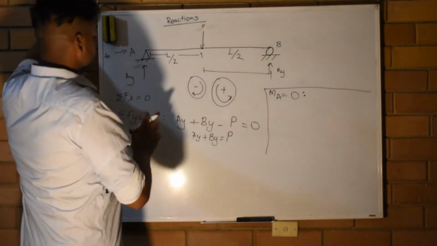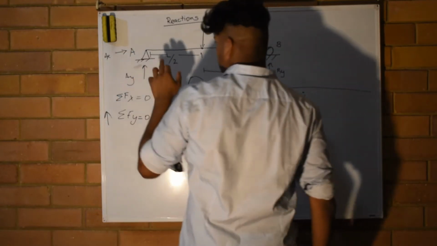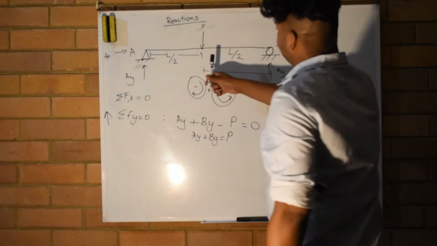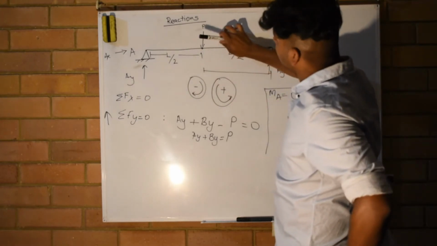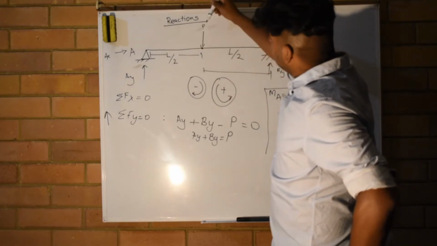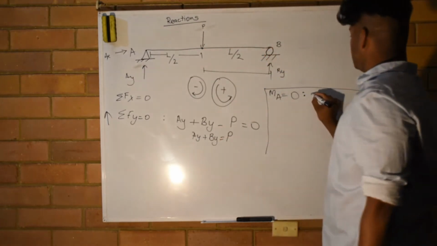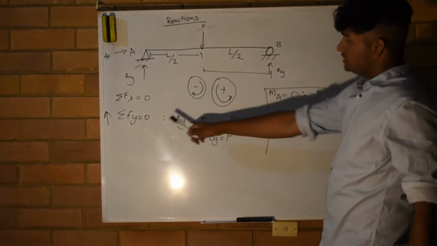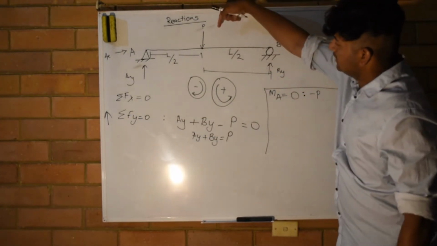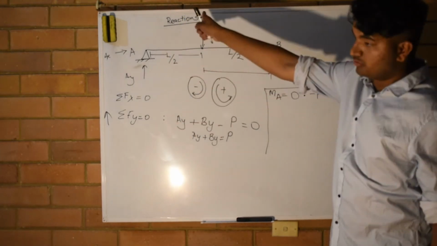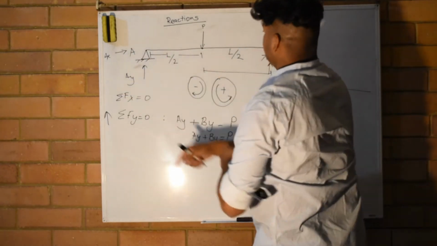all the forces: AY is at 0, eliminated, because the moment is acting around there. The next part is my force. The load is acting at point L over 2, so I'm just going to write negative P, because this one going downwards is going to go in a clockwise direction from here, if you think about it. You see what I mean?